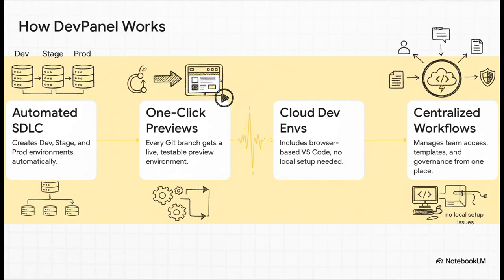So let's break down what that automation actually looks like in practice. First, right out of the box, it automatically creates your standard dev, stage, and prod environments for you. Second, and for development teams, this is huge, every single Git branch gets its own live, testable preview environment with a single click. No joke. Third, it gives you cloud-based coding environments, so you can finally kill that whole, well, it works on my machine problem forever. And finally, it pulls everything together and centralizes all your workflows.